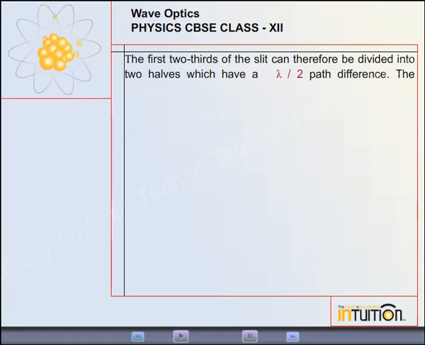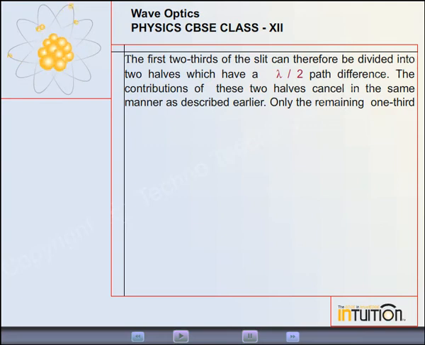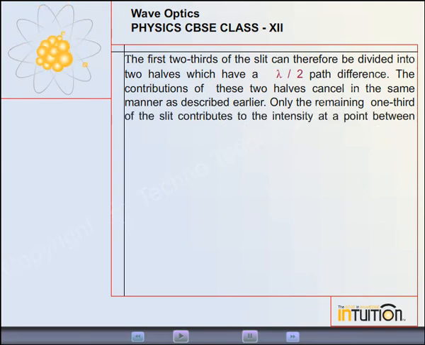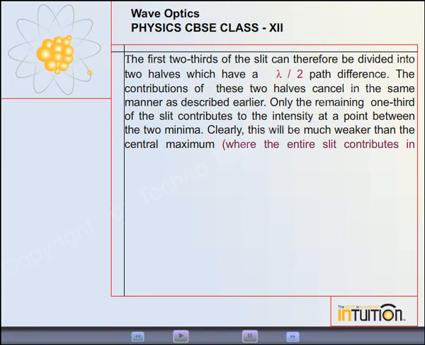The contributions of these two halves cancel in the same manner as described earlier. Only the remaining 1/3 of the slit contributes to the intensity at a point between the two minima. Clearly, this will be much weaker than the central maximum, where the entire slit contributes in phase.